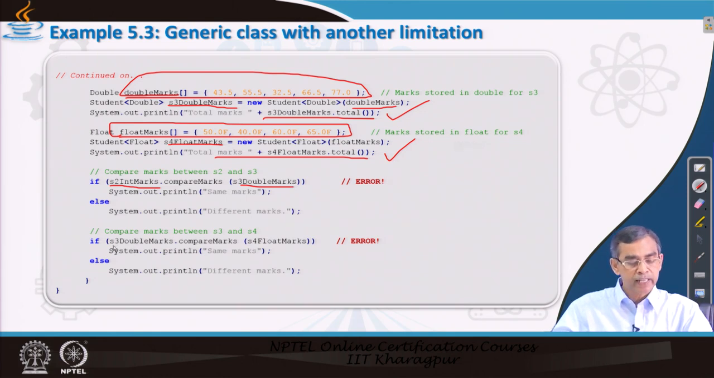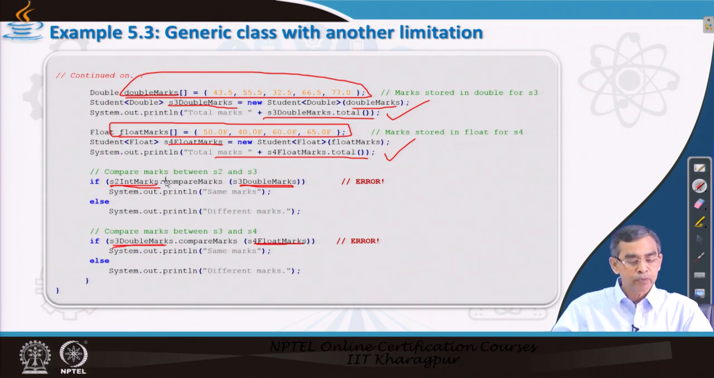This part also: S3 double marks, compare S4 float marks. Alternatively, if we call S1 int marks, compare S4 float marks, it will also not work, whatever it is there. What we can see is that this is the type of collection, basically integer, and this is the type of collection, basically double values. This is the collection of type double values, whereas this is the collection of float values.